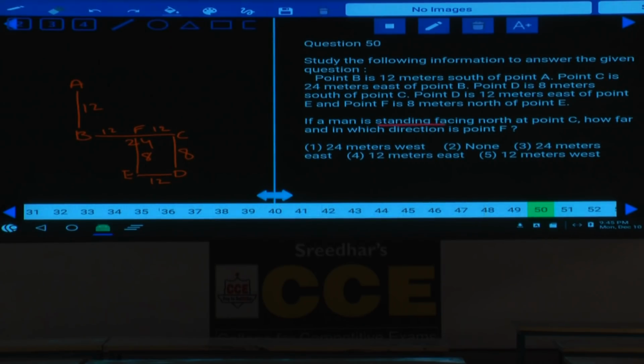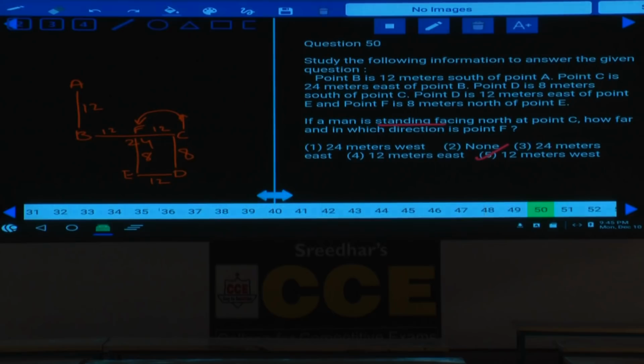If a man is standing facing north at point C, how far and in which direction is point F from this place? Now tell me here, how much distance? 12 meters. Towards which direction? West. 12 meters west, that is choice 5.